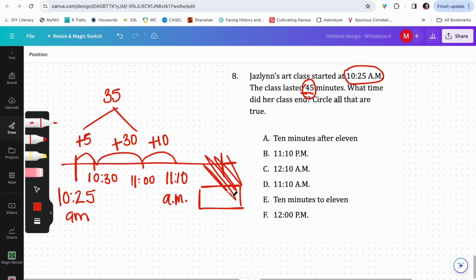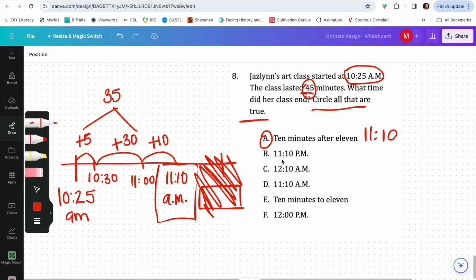Again, I'm going to end my number line a little bit early. This is our final ending time for Jaslyn's art class, but now we have to decide. There are a few that are true here. So which of these options are the same as 11:10? 10 minutes after 11. Well, that means 11 is the hour and 10 are the minutes. Are 11:10 and 11:10 the same? Boom, boom, boom, boom. Absolutely, yes.